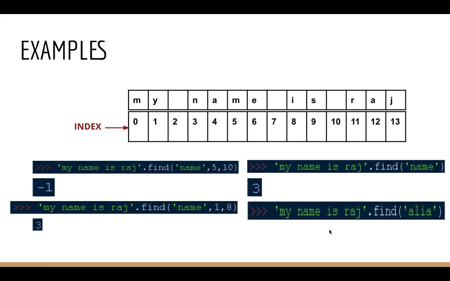If I try to search for something which is not present anywhere within the entire string, for example, my name is Raj dot find Alia. It will search the entire string, and within the entire string, can you find the substring Alia here? No, the substring Alia is not present anywhere in the entire string. Therefore, what will be the result? The result will be -1.